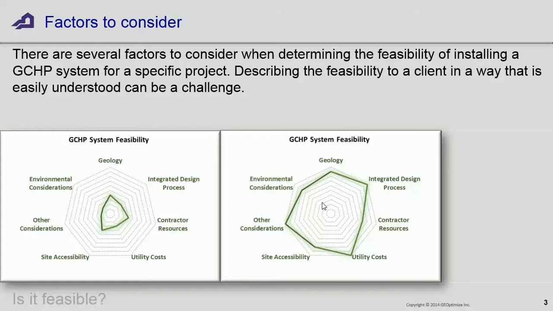So this graph is set up so that the bigger this area is, the more feasible it is. You could do it whichever way you like, but basically you look at the geology and the integrated design process. You need an architect or a client that is willing to participate really effectively in an integrated design process, and take your recommendations once you've got the energy model built, on how you can change the building to make it better. Then you look at what kind of contractor resources you've got available, which you sometimes don't have a lot of control over.